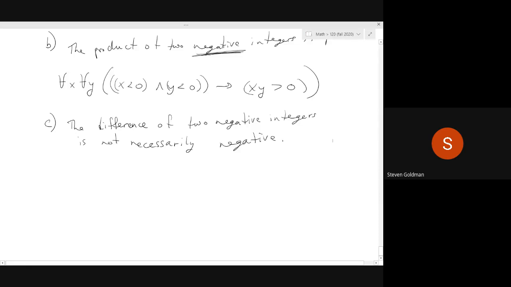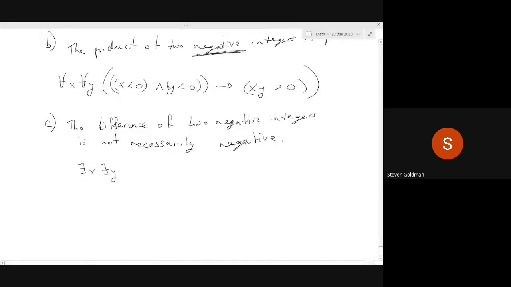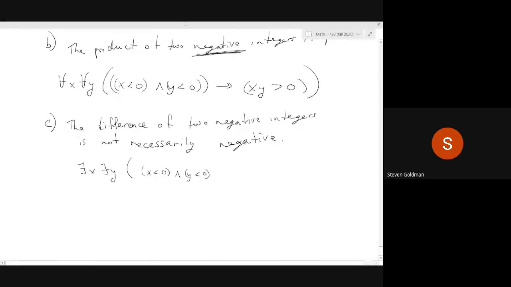And if I want to say that their difference is not necessarily negative, then I'm saying that there exists some pair of negative integers whose difference is positive, right? That's one way of putting it. So there exists an x, there exists a y, integers x and y, such that x and y are negative, x is less than 0 and y is less than 0.